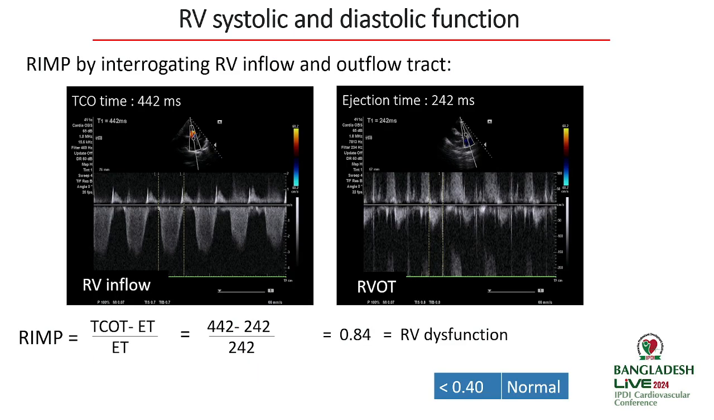And this is a practical example of the calculation of the RIMP by the pulse wave Doppler method. And here you can see that tricuspid regurgitation is there. In RV inflow, if there is tricuspid regurgitation, we should use the continuous wave Doppler. And we should trace the tricuspid closure to opening time, and at the short axis view in the RV outflow, we can trace the ejection time, and the machine will give me the automatic result of the RIMP.